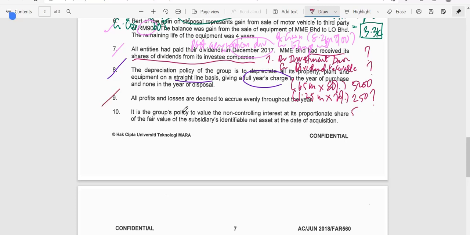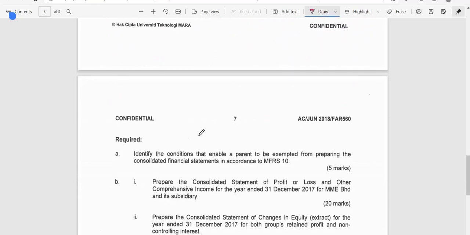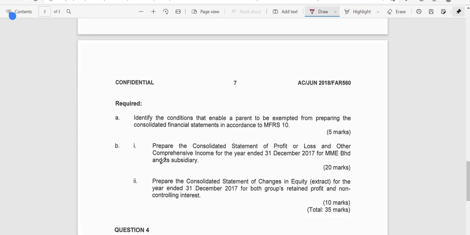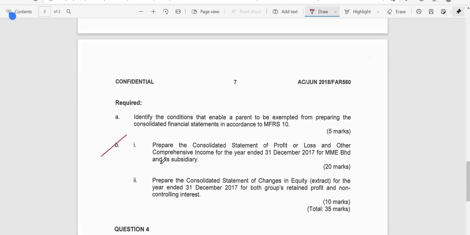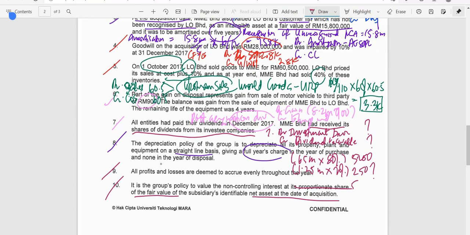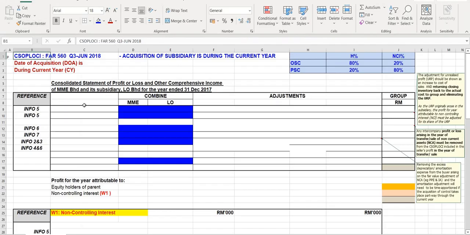This one is just a statement saying that the profit or loss has accrued evenly. Number 10 is information telling you about the valuation of the non-controlling interest, which is at the proportionate share of the fair value of the net asset on the date of acquisition. And that was the case. So we are going to answer part B. We're not going to answer the theory part, just the calculation part here, right? Okay, so let's do that in our consolidated statement of profit or loss that I've already prepared here.